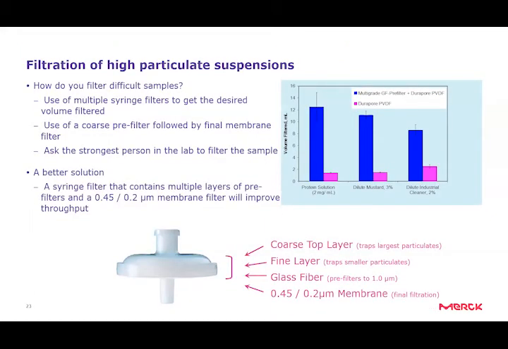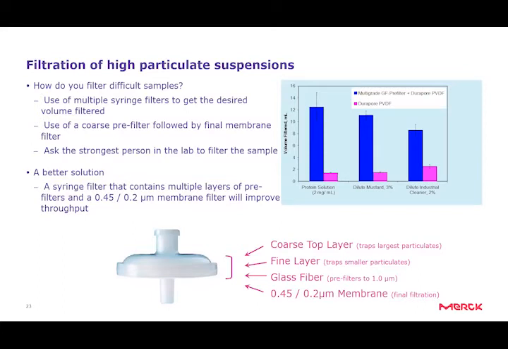Many of us have come across samples which are difficult to filter. These are samples which contain high level of particulates, causing the membrane filter to clog up really, really quickly. Customers use multiple syringe filters to get the desired volume that is to be filtered. Sometimes they use a coarse pre-filter followed by a membrane solution.